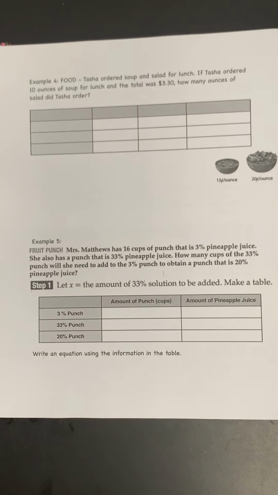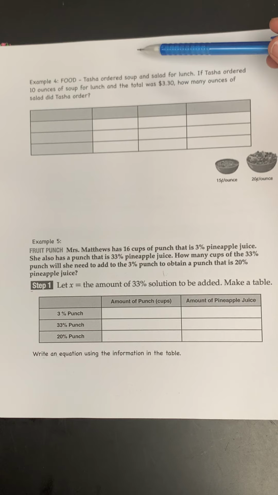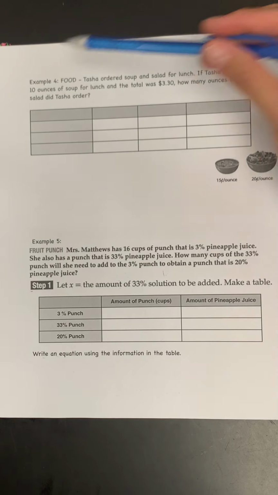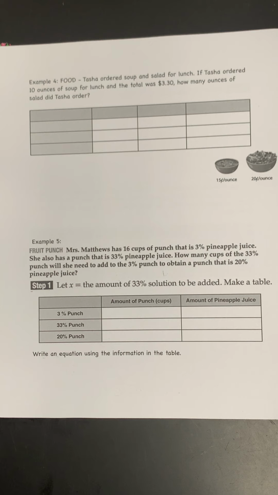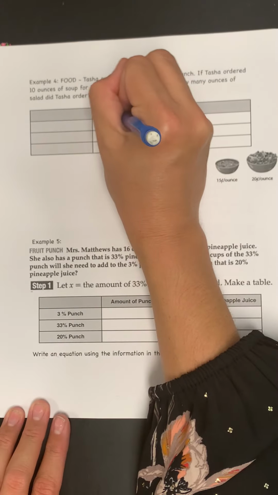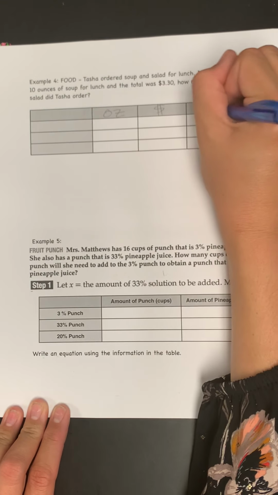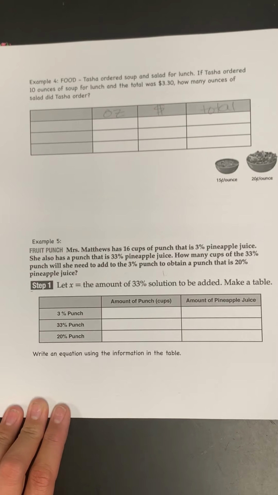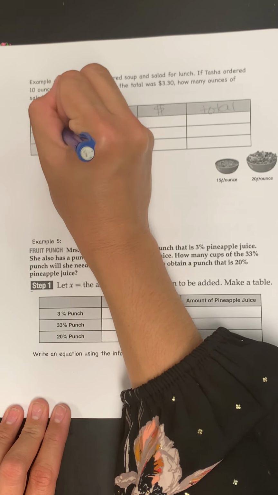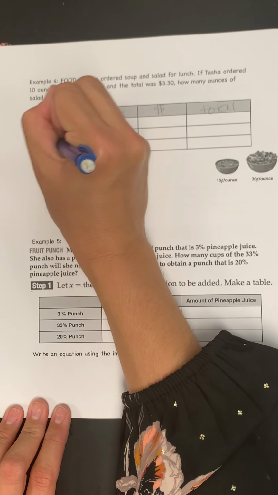Okay. So for the food, this one here, probably a little bit easier, so we have soup and salad. We have 10 ounces of soup and the total is $3.30. How many ounces of salad did she order? Okay, so we have price per ounce. So I'm gonna go ahead and write my ounces, price, total. And now I have soup and I have salad.